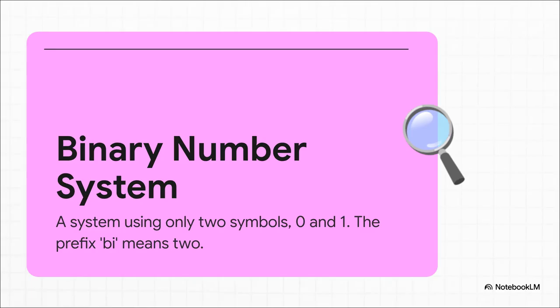This system has a name. It's called the binary number system. And just like the prefix bi means two, like in bicycle, this system uses just two symbols, 0 and 1. The easiest way to think about it is like a light switch. It's either off, which is a 0, or it's on, which is a 1. Every single thing a computer does is built on this super simple but incredibly powerful idea.